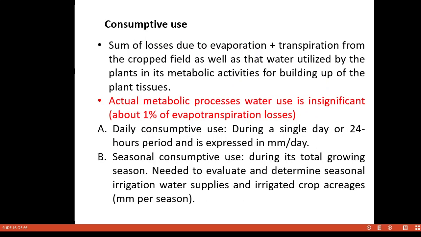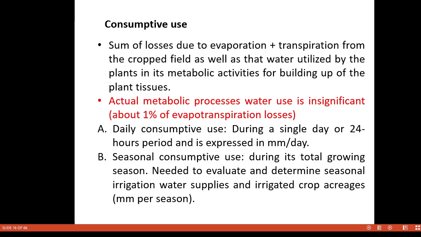Then there is a term which is called consumptive use. Consumptive use is a sum of losses due to evaporation plus transpiration from a crop field, as well as water being used by the plants to maintain its metabolic activities and also for building up plant tissues. We know that water which is taken up by the plant is not all water which is being transpired into the atmosphere. Some water is used to maintain the metabolic process of the plant, like the photosynthesis process, and also to build up some plant tissues within the plant.